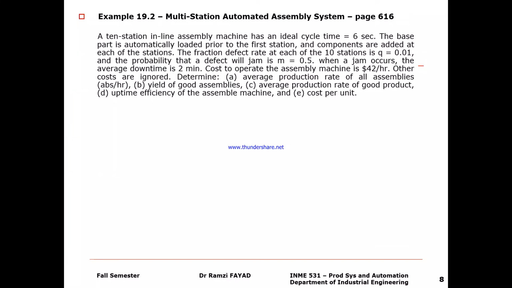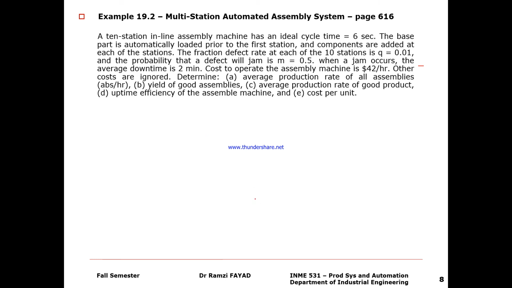Here is an example about the possibility of a defective part jamming a system. We have a 10 station inline assembly machine with an ideal cycle time of 6 seconds. The base part is automatically loaded prior to the first station, and components are added at each station. The fraction defective rate at each station is Q equals 0.01. In this example, all values of Q are exactly the same.